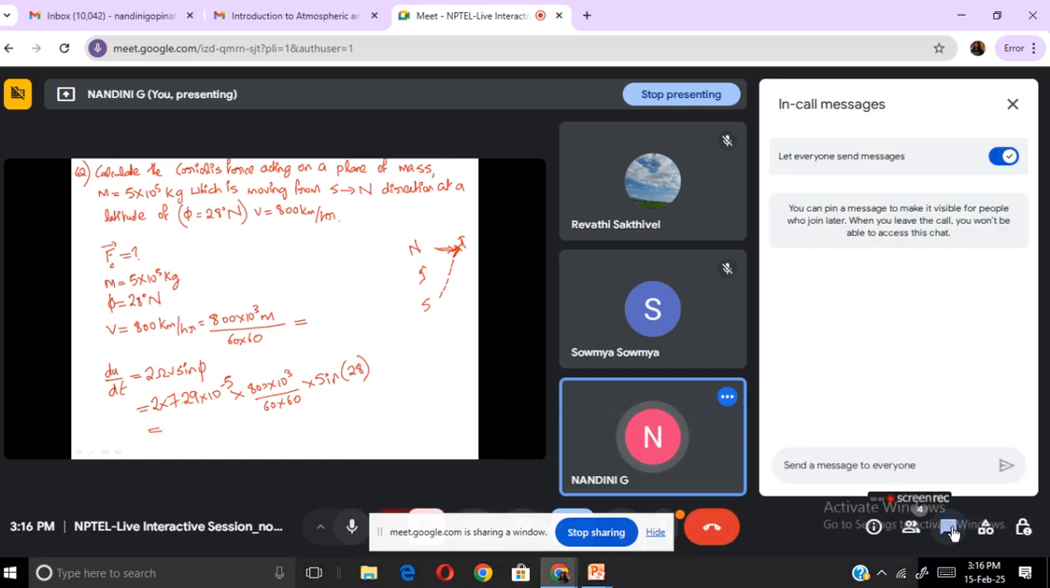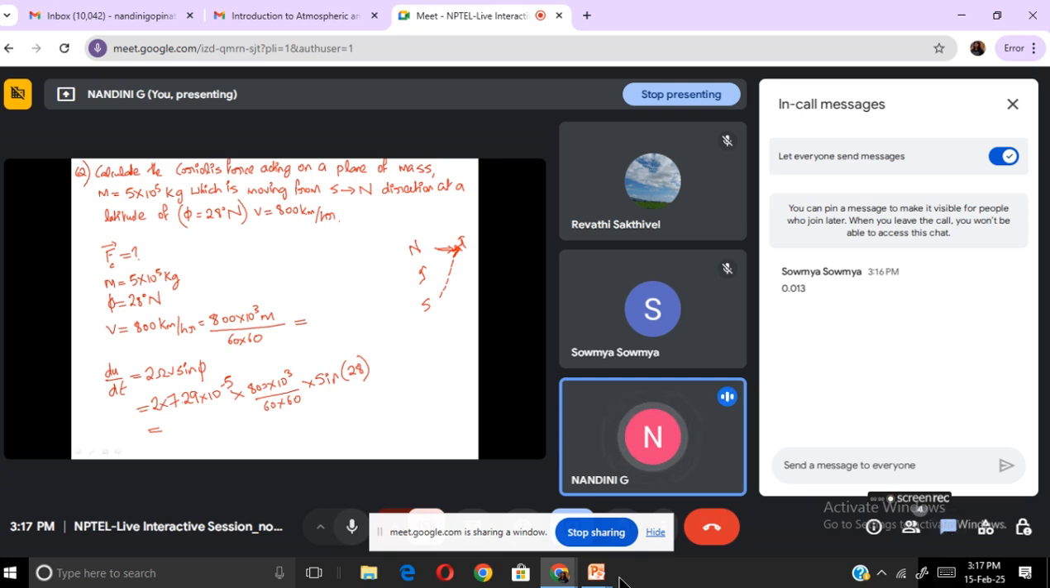Did anyone get an answer after calculating? 2 into 7.29 into 10 raised to minus 5 into 800 into 1000 into sine 28 divided by 3600, which will give a value of 0.013. Okay.